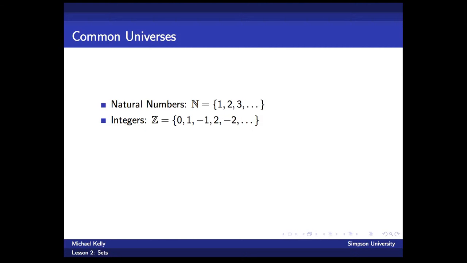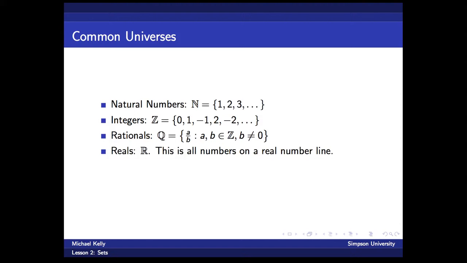And then we could actually take fractions between them, so we call that the rationals. And we denote that with a Q. That's the set of a over b, where a and b are integers, and b is not 0, so we don't divide by 0. And then the real numbers, if you want to see a formal definition of this, you should take real analysis. But for this class, we're just going to say it's all the numbers on a number line.